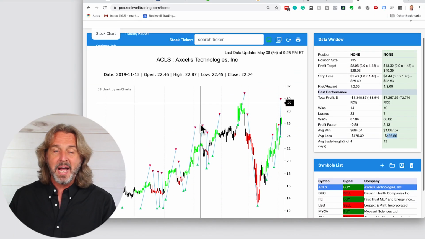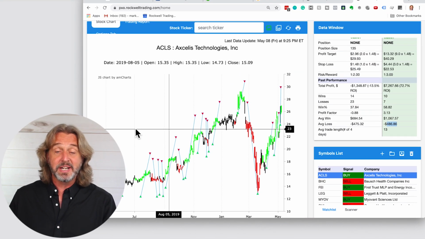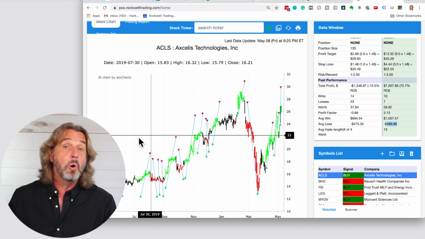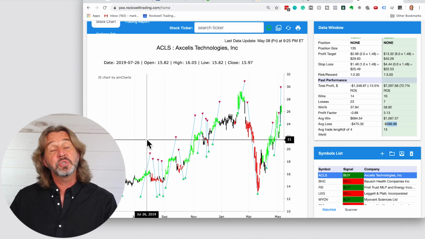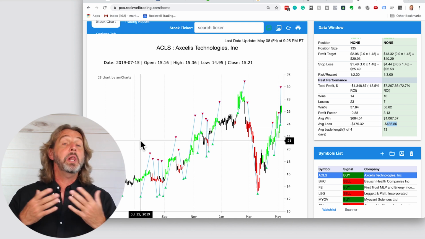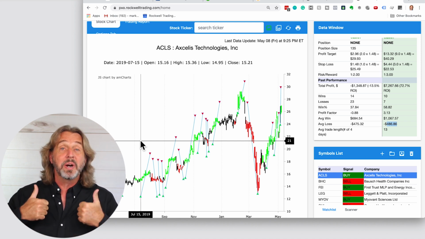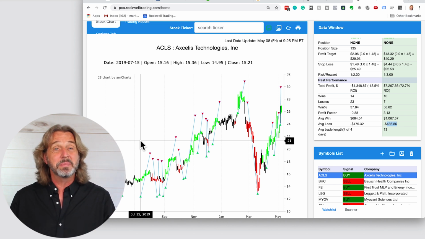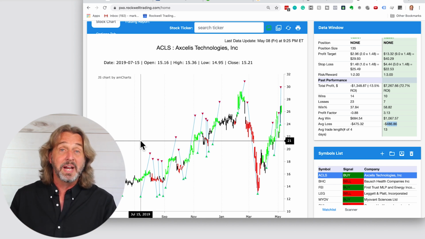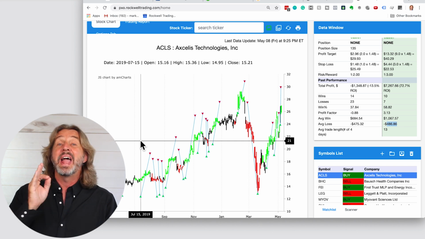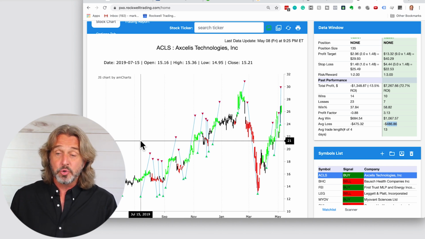And so I'm looking back here of how ACLS or any stock performed over the past year. Because usually over the past year, there will be some times where the market is rather quiet. There will be some times where the market is a little bit more excited. There will be some times when the market is going up, down, and sideways. So this is why I want to see at least a year and at least 12 trades.